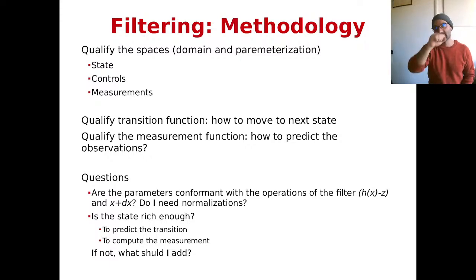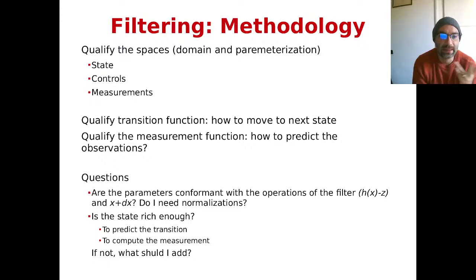Then, having the velocity of this object, assuming that it has a linear constant motion, we could predict the next position. So we are allowed to add to the state whatever we need to predict the transition, but not only. We are also allowed to add to the state anything we need to compute the measurement.